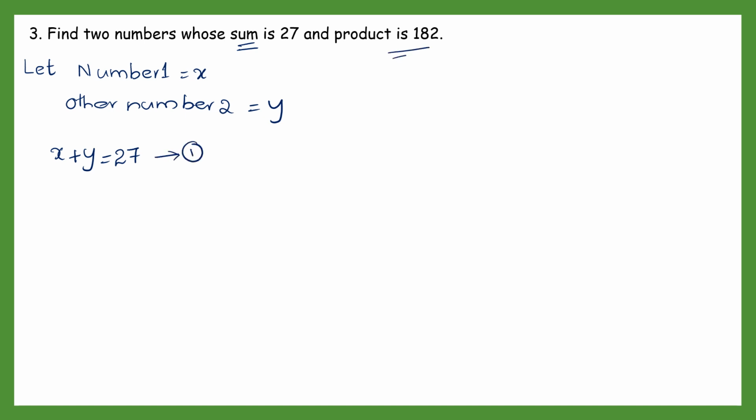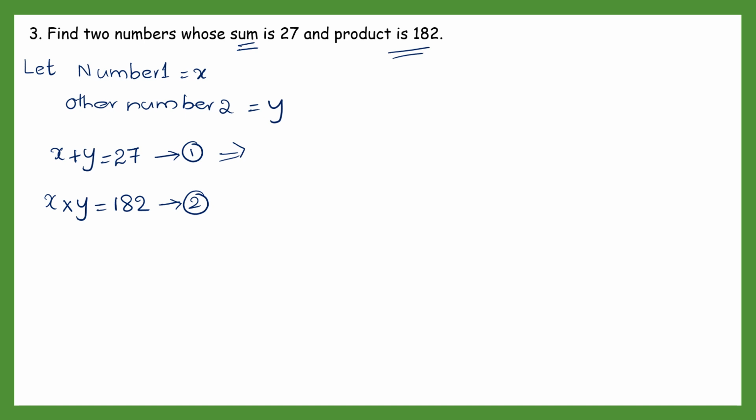And they also gave that the product of the numbers is 182. Product means multiplication. So, x into y is equal to 182. This is equation 2. We don't know two variables here, but we have two equations, so it is possible to find the variables. If we have one equation, we can find only one variable. If we have two equations, we can find two variables. If there are two variables and only one equation, there is no possibility to find those two variables. Here, there are two unknown variables and two equations. So, we can find both the variables.